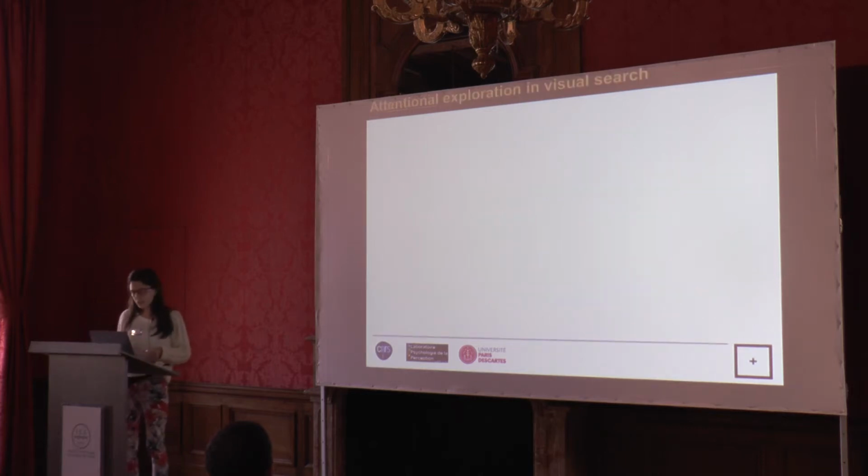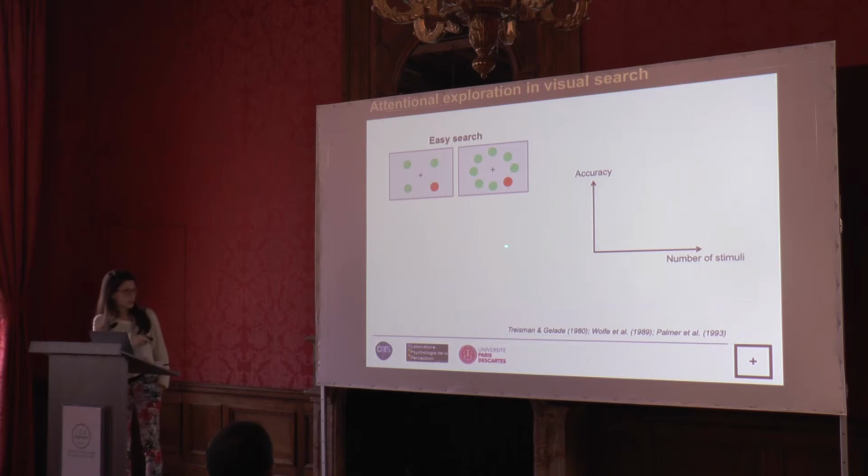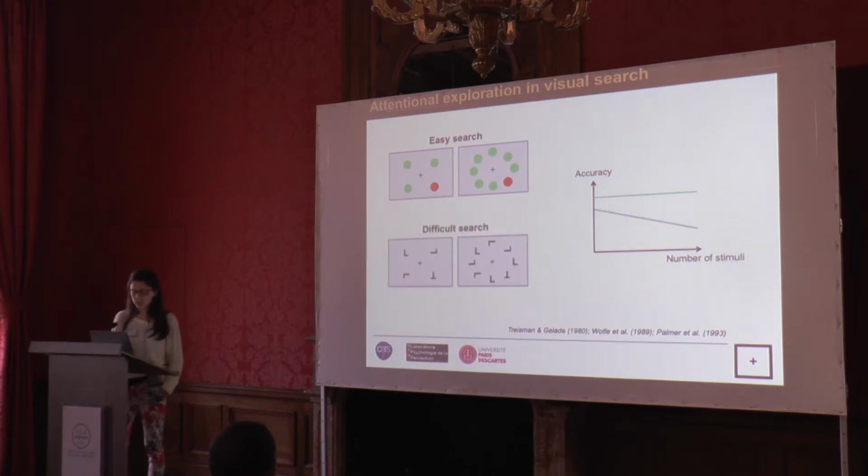All right, so the first thing is visual search. I want, again, to go slow and go back to the basics. There are some visual searches that are easier, and here's a classic example. It's color singleton. If you look for red among green, and if you measure accuracy as a function of the number of stimuli on the screen, you'll be as good regardless of the number of stimuli. This is an easy search. Then there are more difficult searches, like here finding a T among Ls.